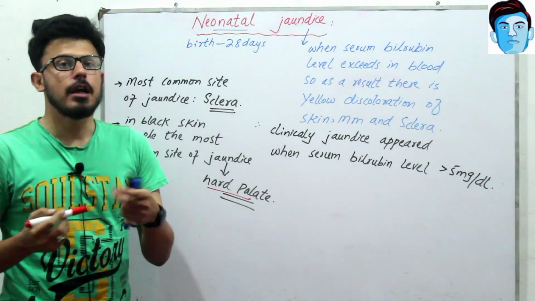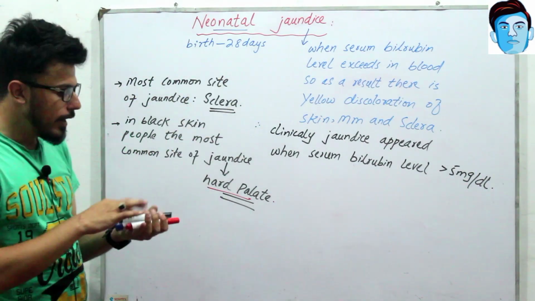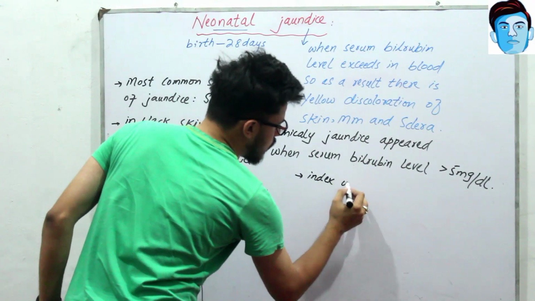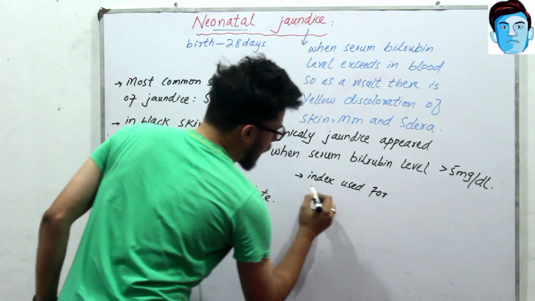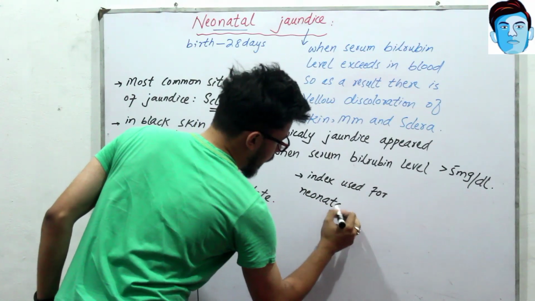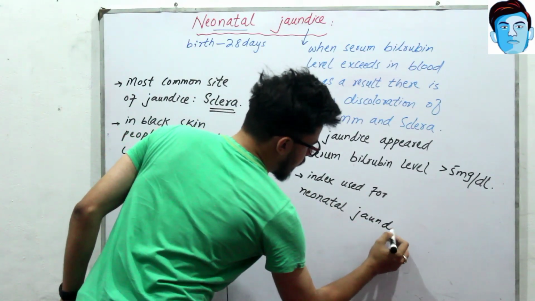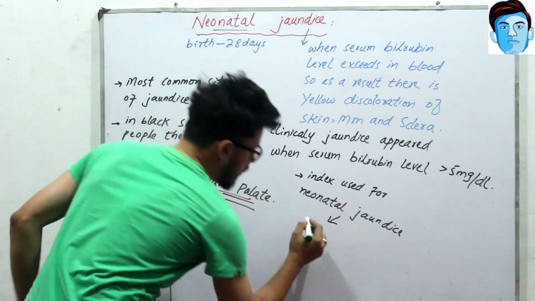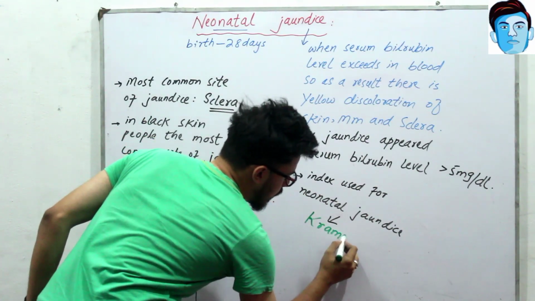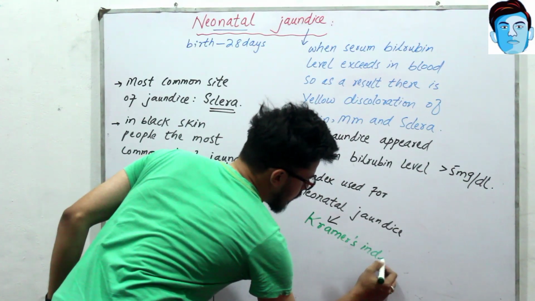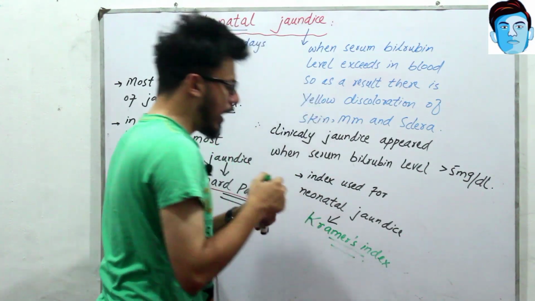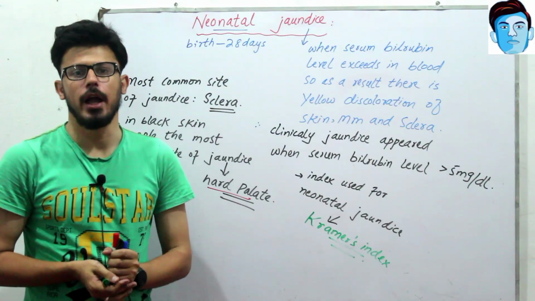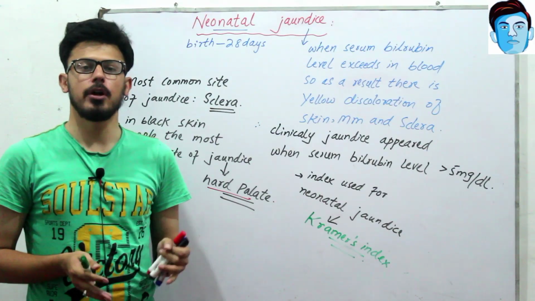What is the index that is used for neonatal jaundice? It is called the Kramer index. Always remember that jaundice first appears at the head region, then it moves downward, and it is more marked centrally as compared to peripherally.